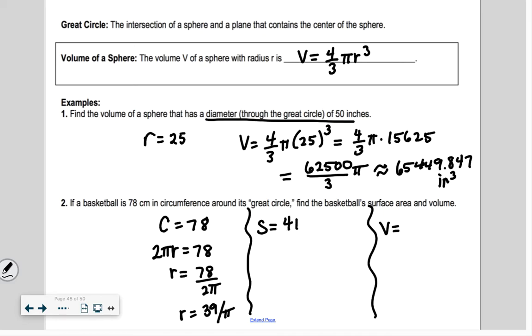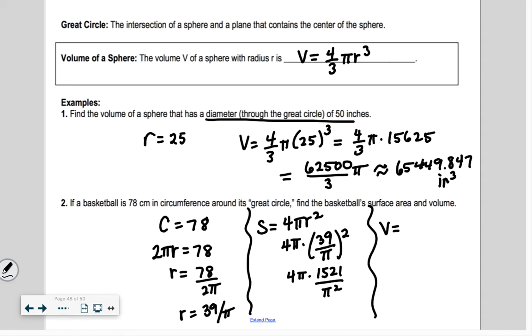So I have 4 pi r squared for surface area. Okay, here's a little cool math reducing stuff going on. See how when I square that? When you square a fraction, the top gets squared and the bottom gets squared, right? So I'm going to have 39 squared, which is 1521, all over pi squared.